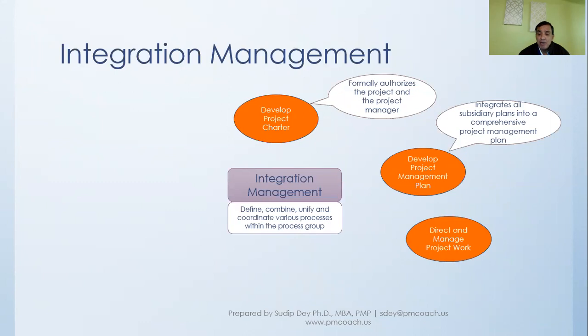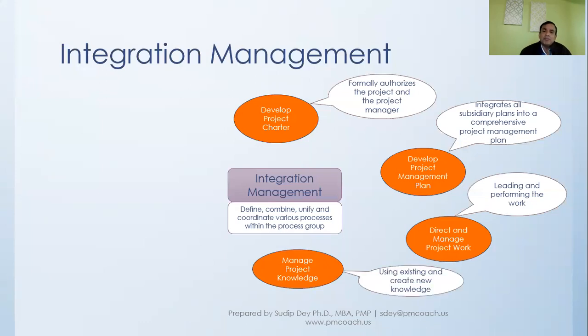Then we have what is called direct and manage project work. As we step into execution, this is where we are going to start executing, start building things, start doing the construction. It is where we are going to direct and manage the work, direct the work and make it happen. And when we do that, again, we'll bring together many of the activities in other process areas in the same process group, like leading the team, managing the team, and so on and so forth.